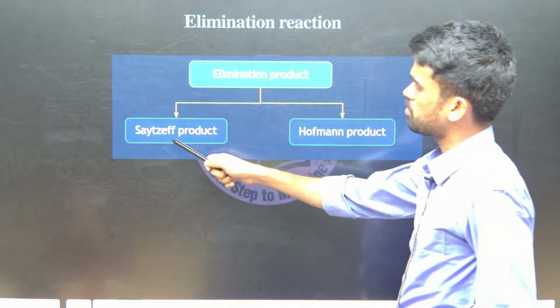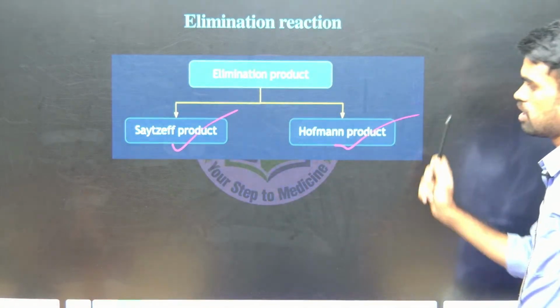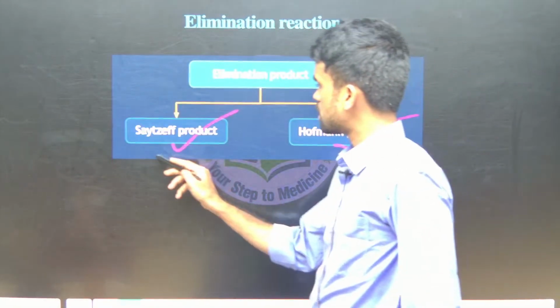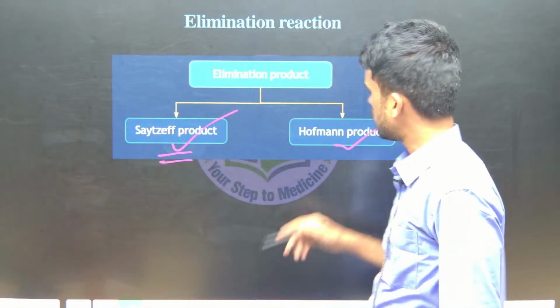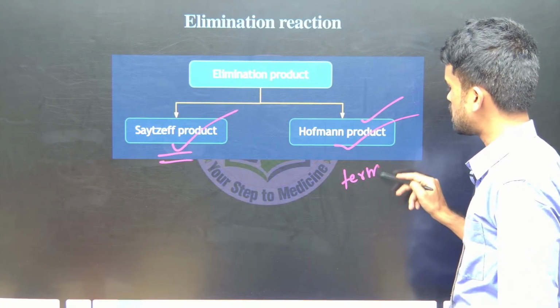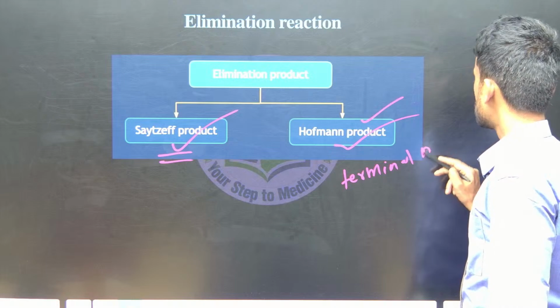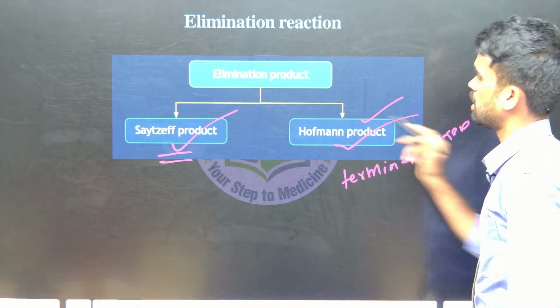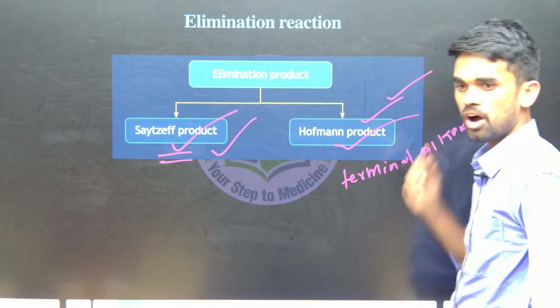One is elimination, that is Saytzeff product, the other one is Hofmann. So Saytzeff product is nothing but internal alkene, whereas Hofmann product is what? Terminal alkene. So let me give you when it is forming Saytzeff product, and when it is forming Hofmann product.